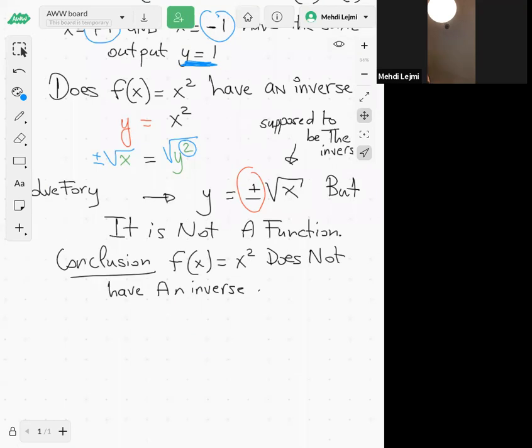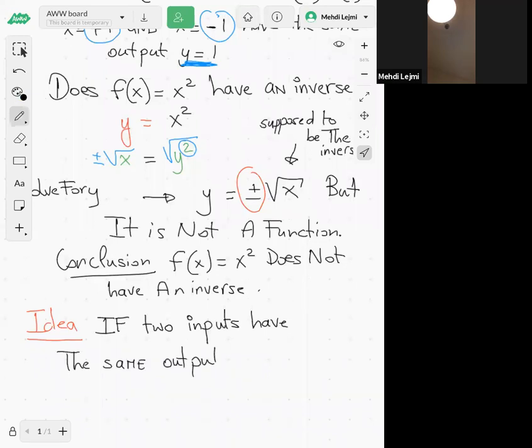Let me just write it down here. So the idea is, if two inputs have the same output, then the function doesn't have an inverse. Two inputs x have the same output y, then the function has no inverse.